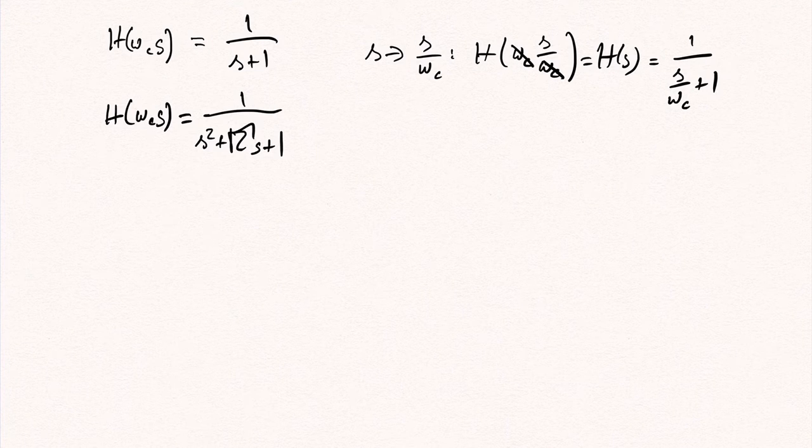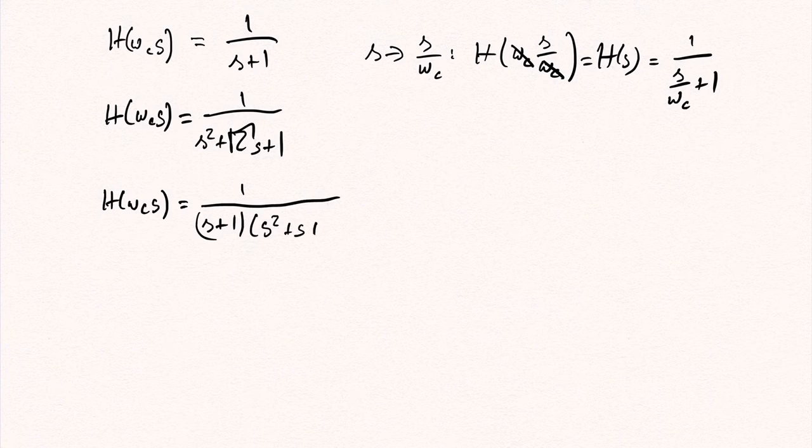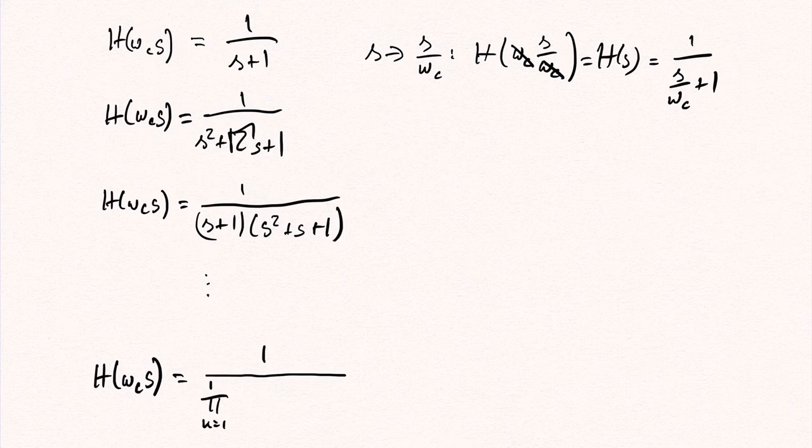The transfer function of the third order Butterworth filter is given by 1 divided by s plus 1 times s squared plus s plus 1. In the script and in many textbooks you will find forms for higher order Butterworth filters. The general transfer function of the Butterworth filter in normalized s is given by H of omega c s is equal to 1 over the product for k equals 1 to capital N, where n is again the order of the filter, of s minus p k, where p k is the kth pole of the system.